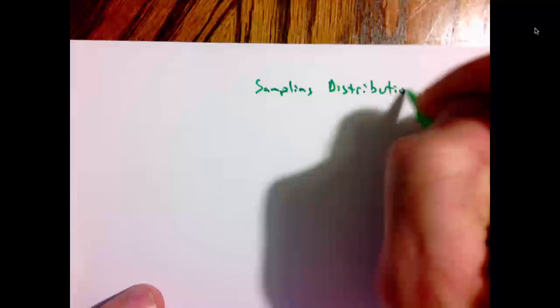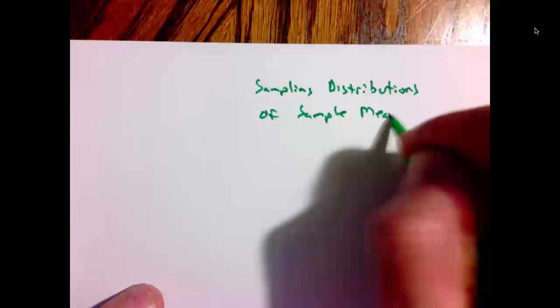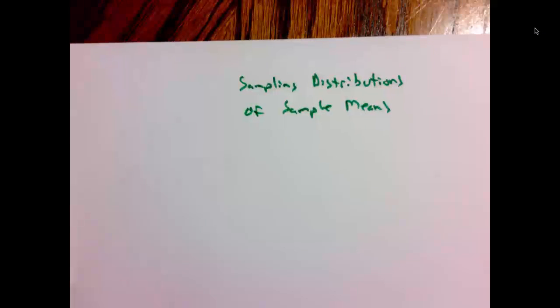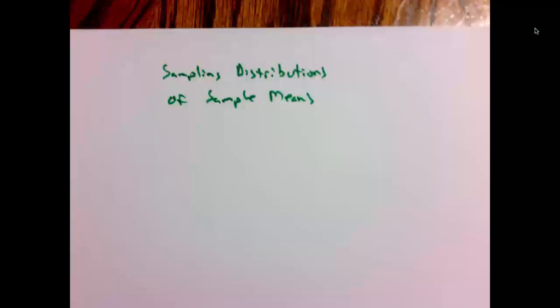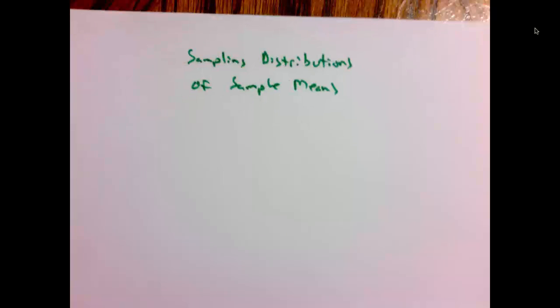Next is sampling distribution. Sampling distributions of sample means. So previously we were looking at proportions, now means.